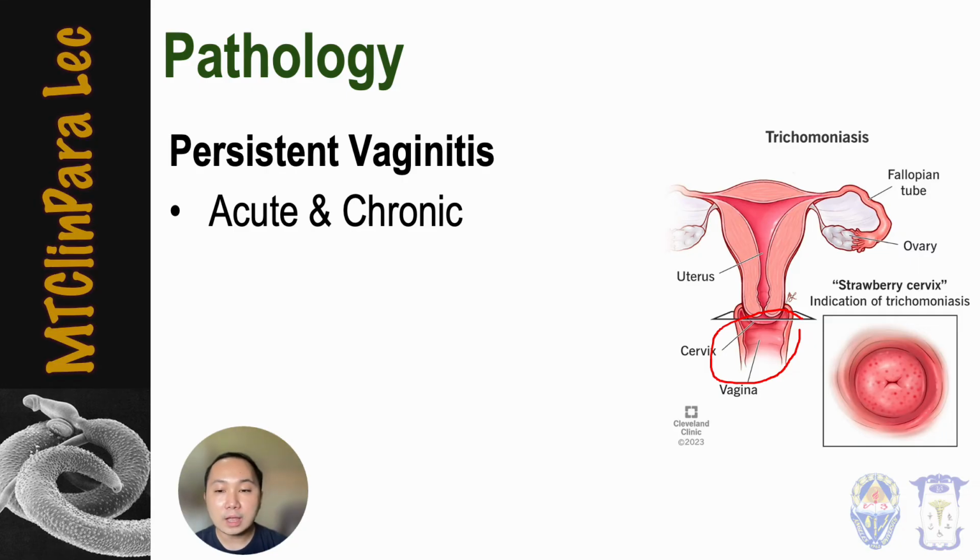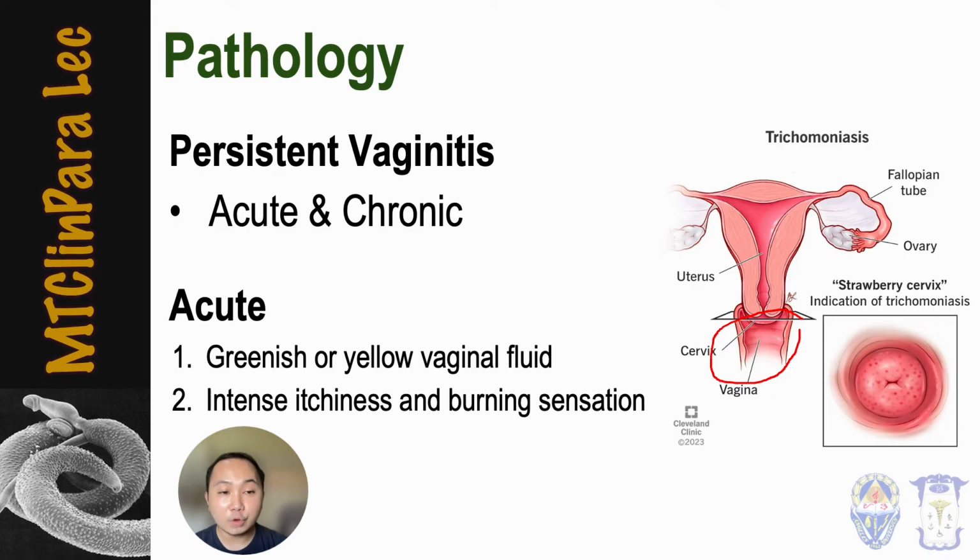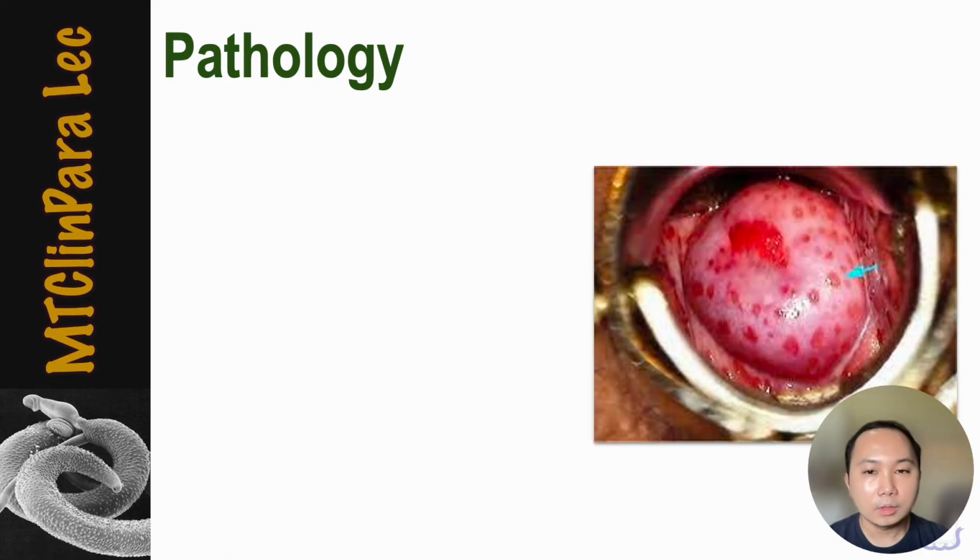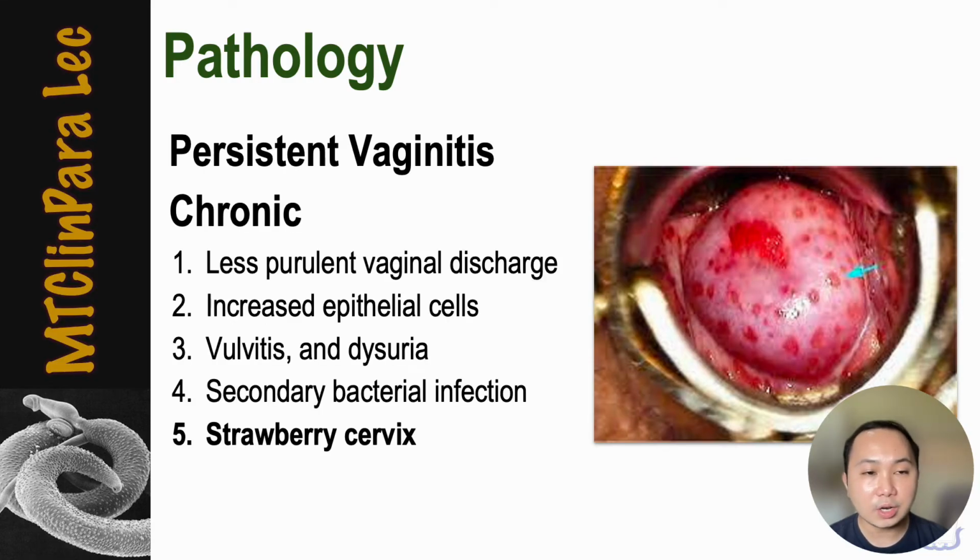causing inflammation as well. So the acute inflammation caused by the parasite results in greenish or yellowish vaginal fluid, and with these particular symptoms may cause intense itchiness and burning sensation of the patient. As the acute condition changes to the chronic stage, the secretion loses its purulent appearance due to the decrease in trichomonas and white blood cells. Usually for this patient, increased sloughing off of epithelial cells may be evident because of the decreased integrity of your vaginal mucosa. Patient may also experience vulvitis or inflammation within the vulva and painful urination, or what we call dysuria.